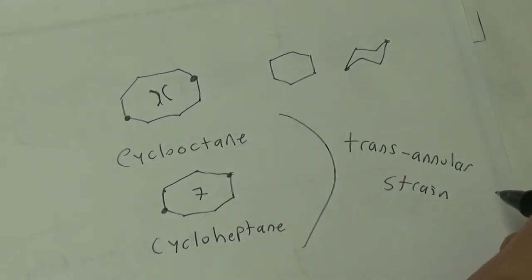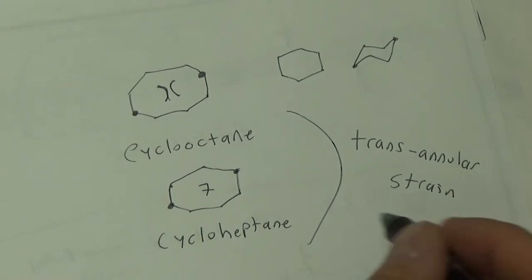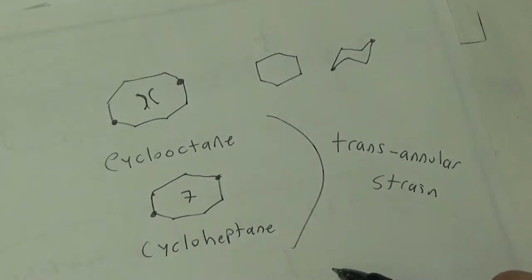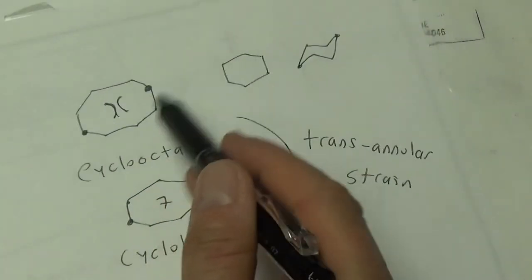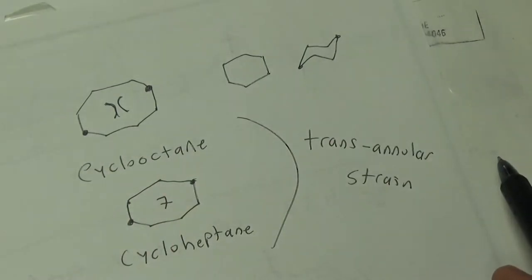Okay. So we made models of cyclooctane earlier in the course, in the chapter, and we showed exactly the problem, the CH2s bumping into each other.